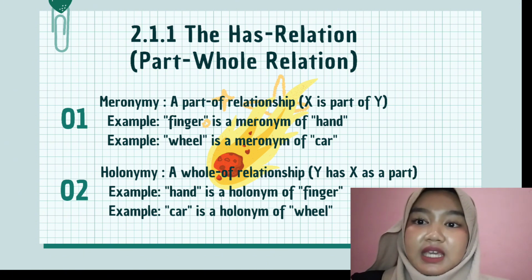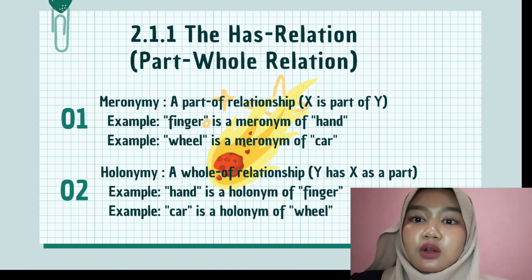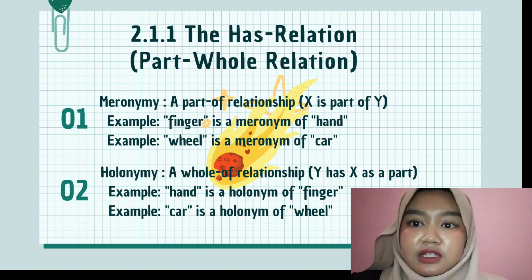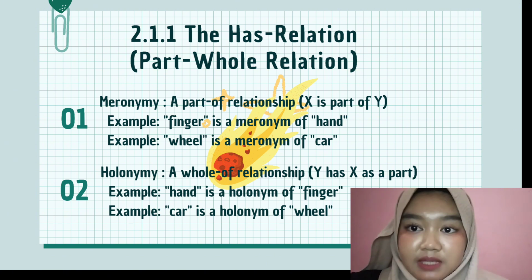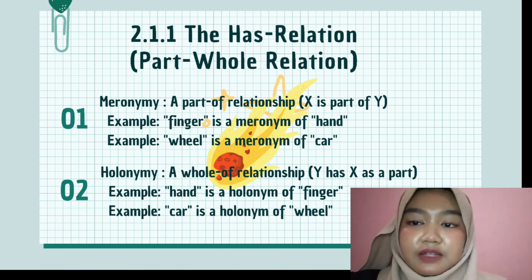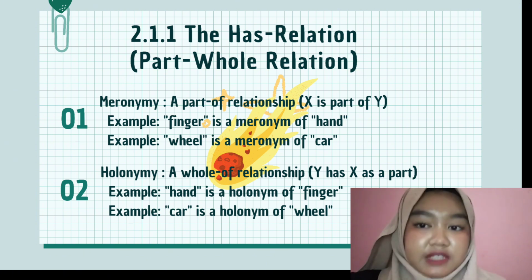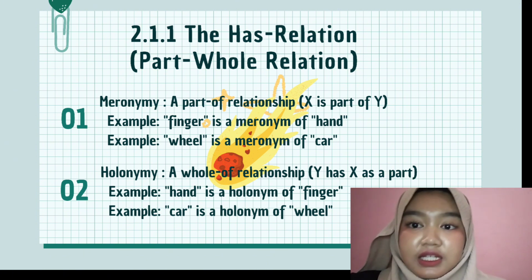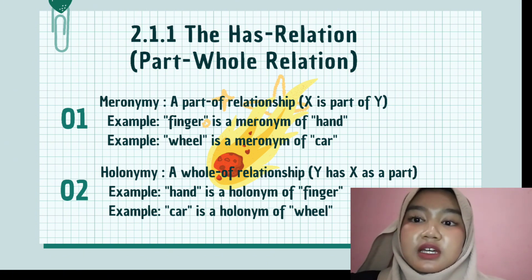The first one is the has relation or the part-whole connection. Some nouns are connected because one is a part of the other. This is called a part-whole relationship. And there are 2 terms that we need to keep in mind. The first one is meronym, which is a word that refers to a part of something. And holonym. Holonym is a word that refers to the whole that contains parts.